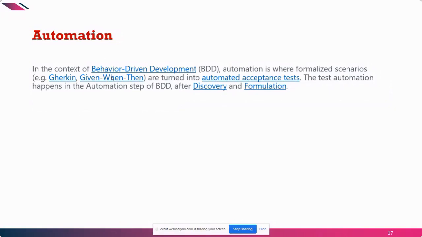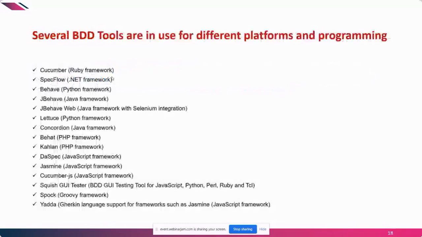So discovery is about understanding the requirement. Formulation is about documenting the requirement in the Gherkin format. Automation is about writing the automation script for the Gherkin keywords, right? So we implement automation code for the Gherkin. That's what the automation phase is about.